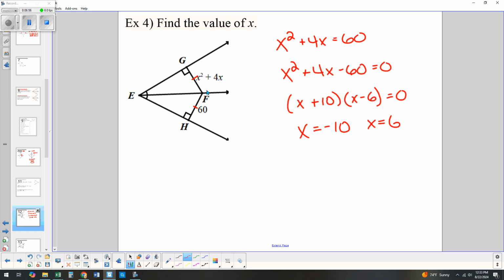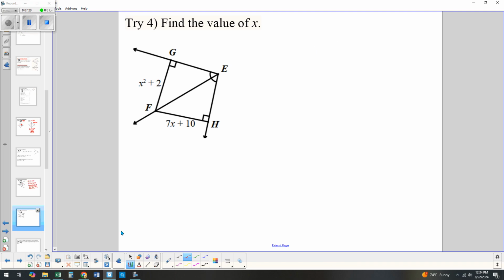So if I try negative 10, negative 10 squared is 100 plus negative 40 is 60. That works. 6 squared is 36 plus 4 times 6 is 24. 36 plus 24 is 60. That works. So once again, both of them are my solutions. Right? I would have to include both in my answer.